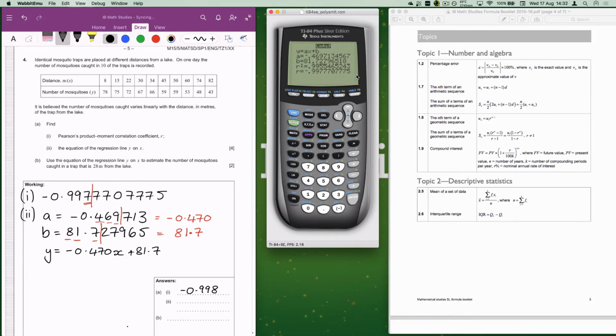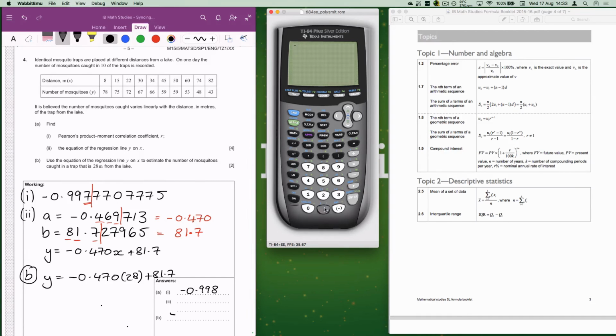Now we're going to use this formula to work out the estimate for the number of mosquitoes caught in the trap that is 28 meters from the lake. So what we're going to do here is plug in 28 for x. Part B is here, so it's going to be y equals minus 0.470 times 28 plus 81.7. Now we can just go to the calculator and do this calculation here.